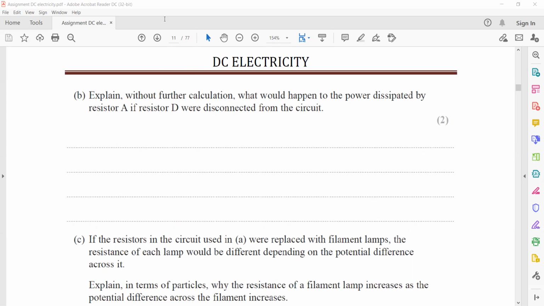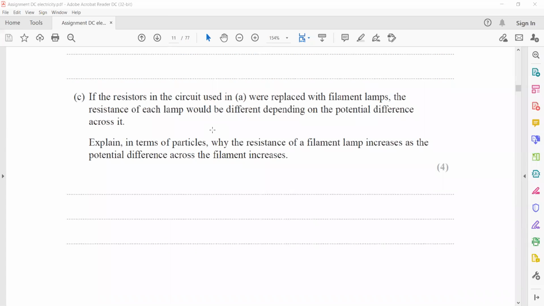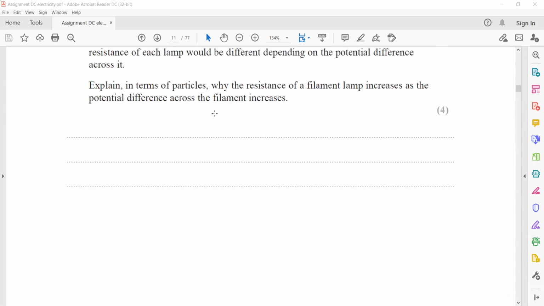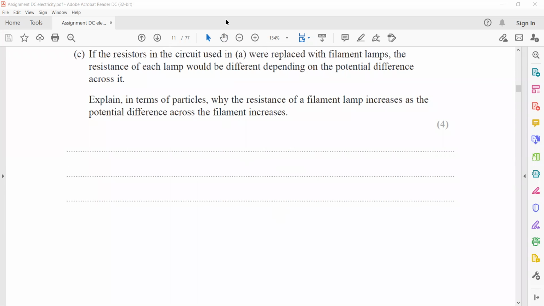If the resistor in the circuit used in a wire is replaced with a filament lamp, the resistance of each lamp would be different depending on the potential across it. Explain in terms of particles why the resistance of a filament increases as the potential across the filament lamp increases. So as we increase the voltage, the resistance of a filament lamp changes. So what could be a reason?